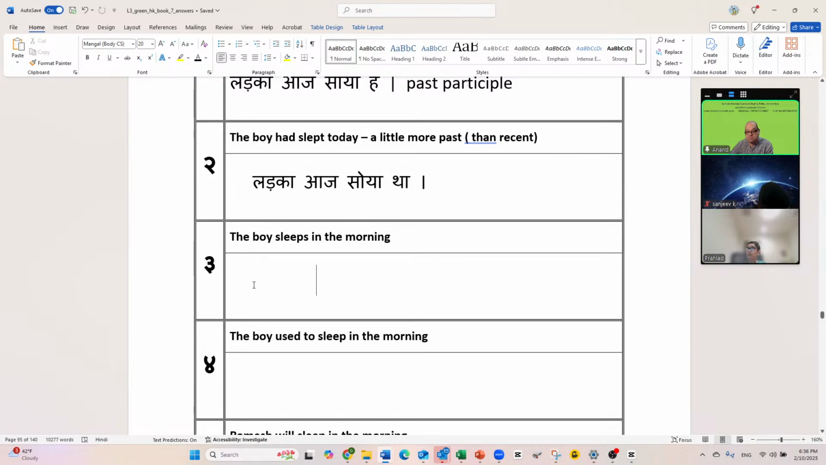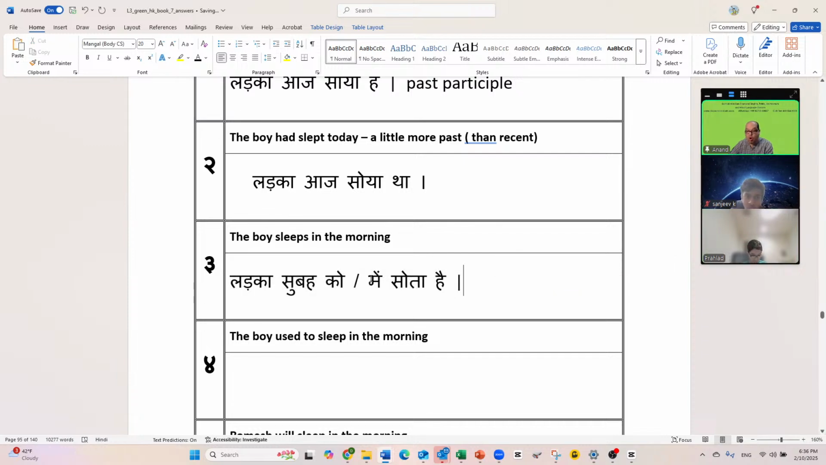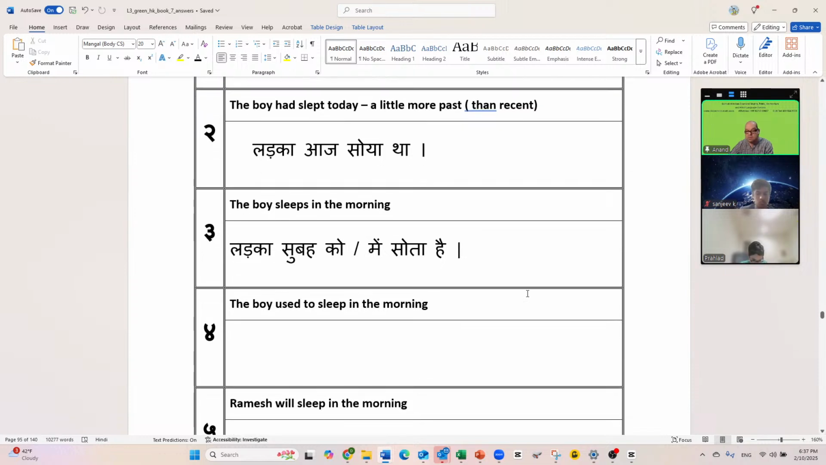लड़का सुबह को सोया था. लड़का सुबह को सोया. सोता. सोता है. I did that wrong. लड़का सुबह सोता को है. सोता है. लड़का सुबह को, or you can say सुबह में सोता है. Either of the two are fine. लड़का सुबह को सोता है. लड़का सुबह में सोता है. Okay, write it down, both of you.